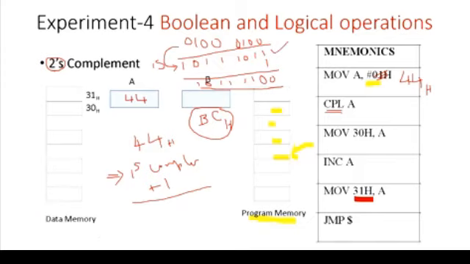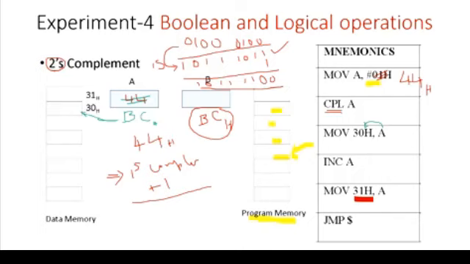Now, after taking the complement, you are moving the accumulator content. After complementing, the number 44 in the accumulator is overwritten by 1011 1100, which is BC in hexadecimal. So this BC will be there in the accumulator, and that number is moved to the memory location with the address 30H, something like this. The content of the accumulator, BC, is moved to the memory location with the address 30.